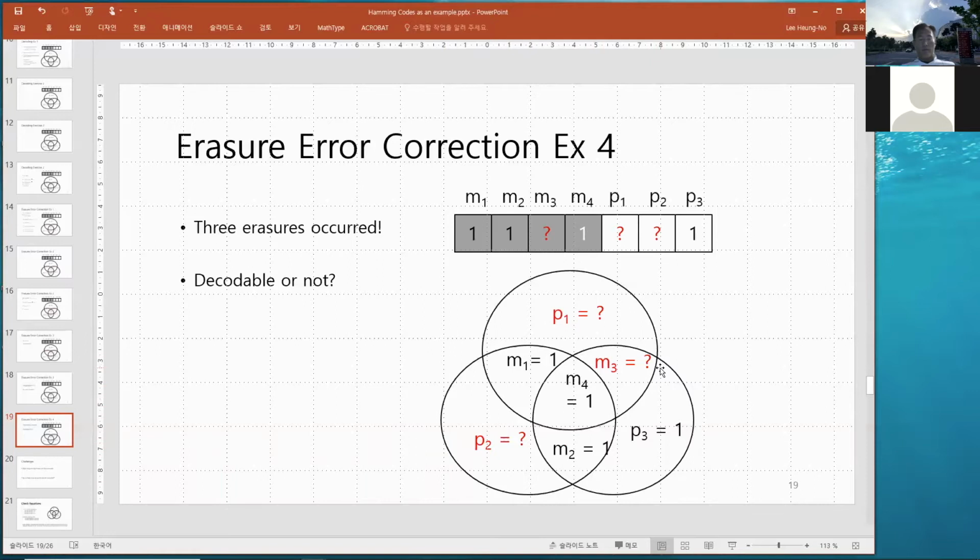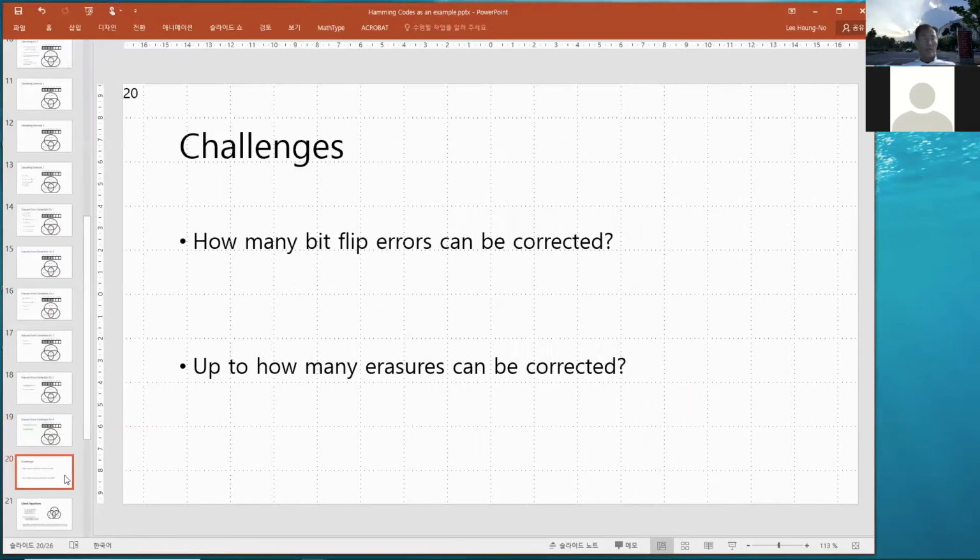So two of them are completely determined. So since this has to be 1, then P1 has to be 1. So the decoded code word should be the all-one code word, uniquely determined. So we can say that this code can correct some 3 erasures, but not all of them. And in this particular case, all 2 erasures can be corrected, or a single error can be corrected. Okay, that's the conclusion that we can draw.